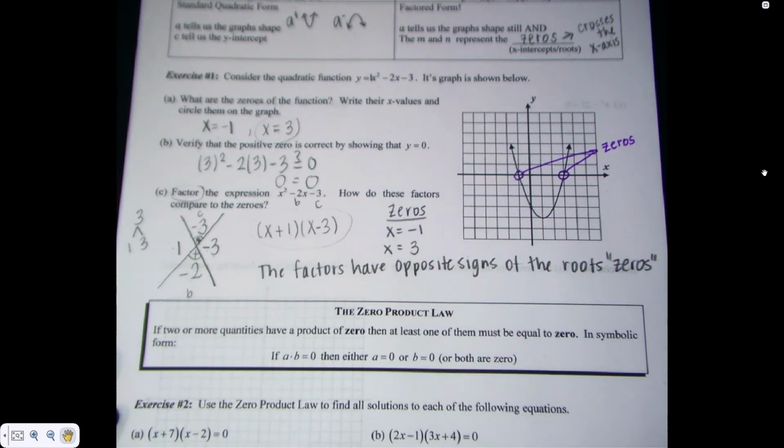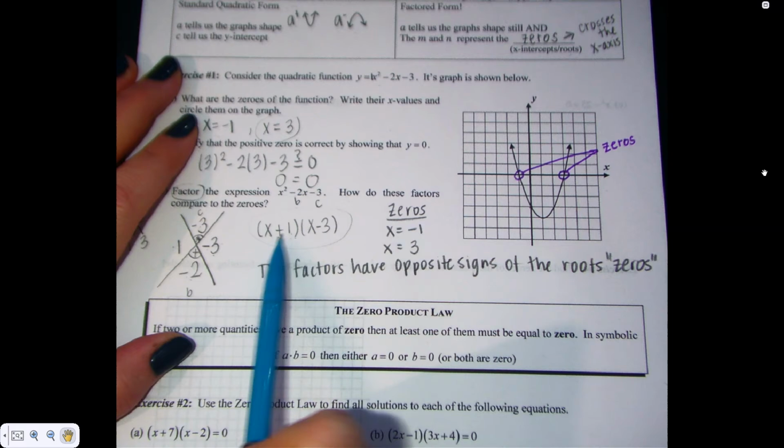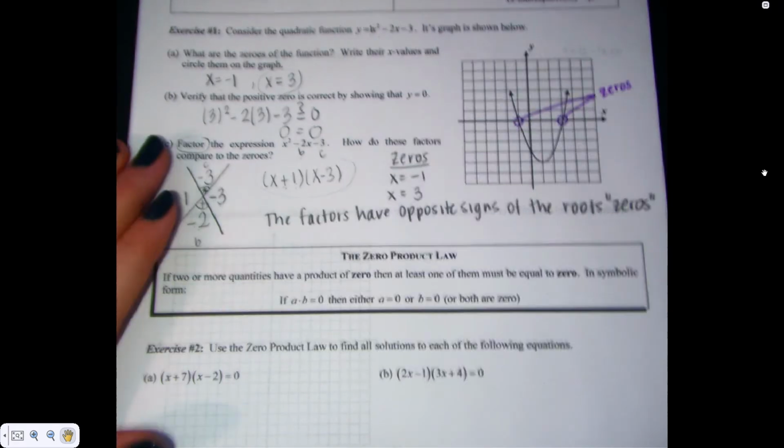Okay. So what does that mean? It means that this right here is a factor. If I wanted to call this a zero, the zero would have the opposite sign of what's inside of here, just like when we talked about shifting. But why does that happen?